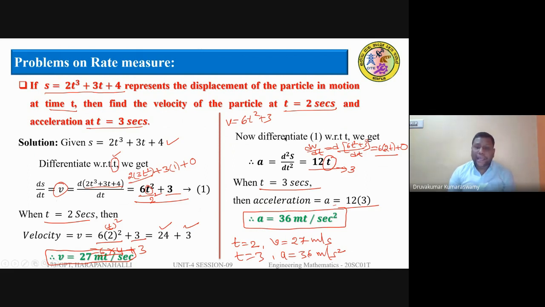Then to find acceleration, we have to differentiate this with respect to t. That is, they are given v is equal to 6t square plus 3. If we differentiate this, differentiation of t square is 2t, and differentiation of 3 is 0. Therefore we get acceleration is equal to 12t. Now we have to find acceleration when t is equal to 3 seconds. Therefore 12 into 3, that is 36 meter per second square.